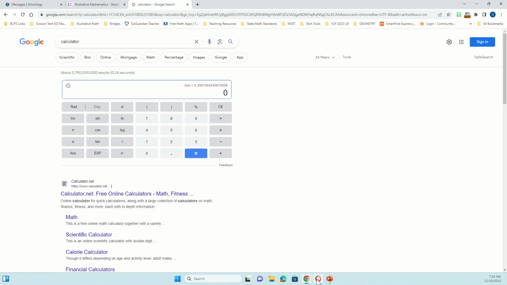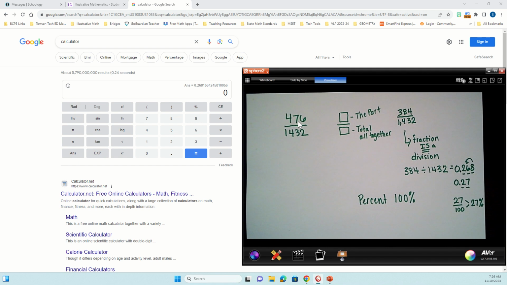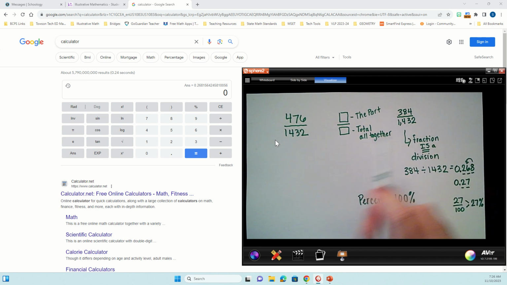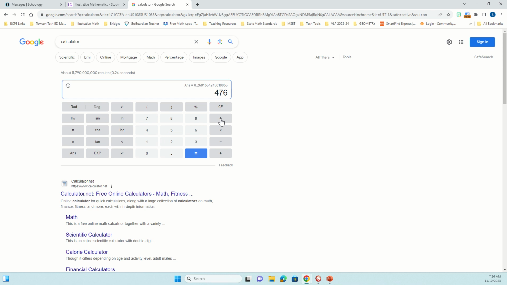Let's clear that out. Bring my document camera back up here so I can see my work. All right, 476 divided by 1,432. Notice the denominator is never changing because that's our total, the total number of people surveyed. That's always going to be the denominator for this problem because 1,432 people are the ones surveyed. 476 divided by 1,432 equals 0.